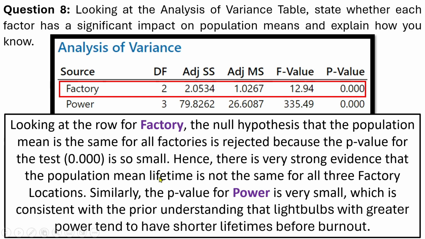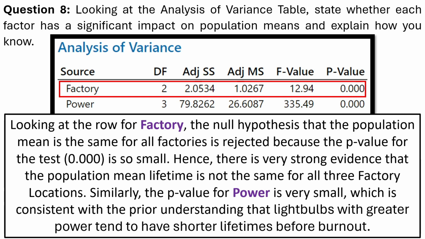Now, of course, you'll also notice that the p-value for power is very small, and this is consistent with the prior understanding that light bulbs with greater power tend to have shorter lifetimes before burnout. And so this second line of the table is confirming what in this scenario was already known. The first line is giving us information with respect to the question that was originally asked. Does the factory make a difference? Here we can say it does.